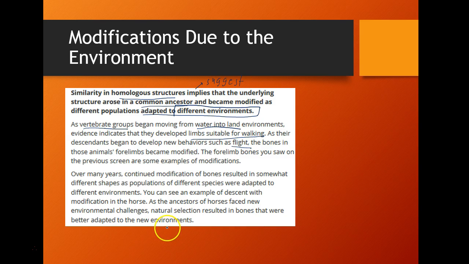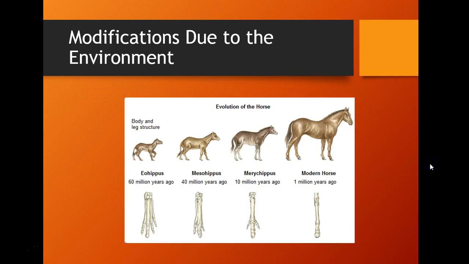So what you see here is that continued modification of bones resulted in somewhat different shapes as populations of different species were adapted to different environments. However, you see the same exact order in all of those organisms. Okay, and you could even see that in one particular organism. For example, in a horse, we could see the differences that can occur based on natural selection.